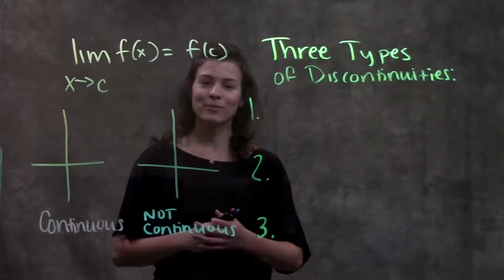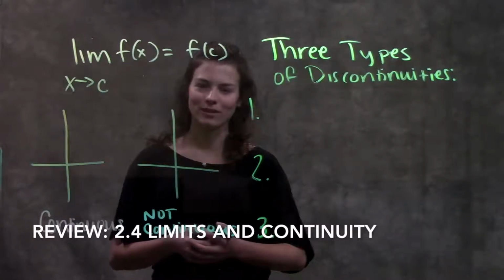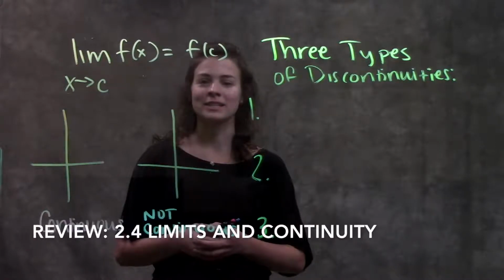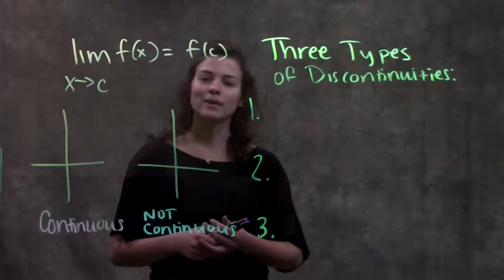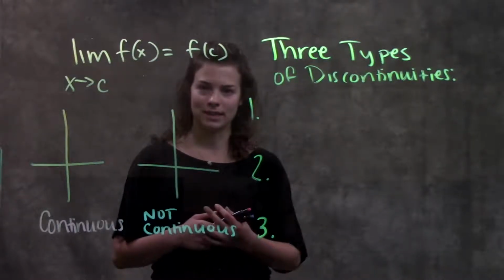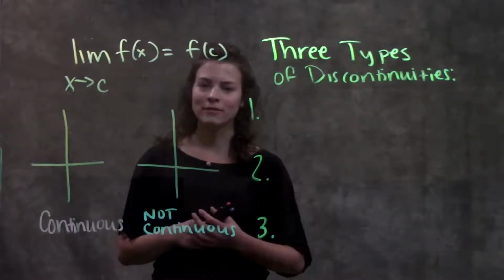So this video is going to give a brief overview of section 2.4, limits and continuity. In this section, we go over the definition of what it means for a function to be continuous, as well as 3 scenarios where a function is discontinuous. Let's go ahead and go through that first idea.